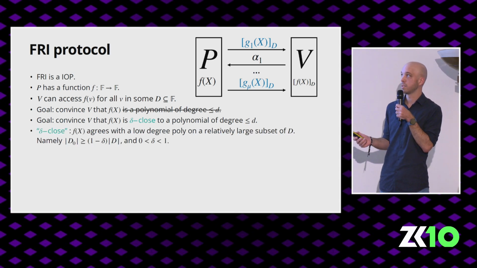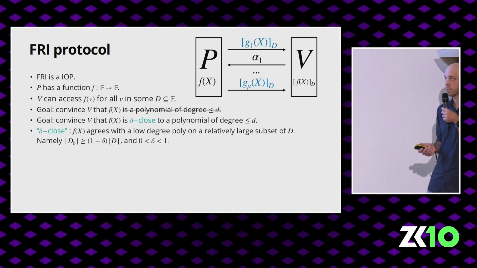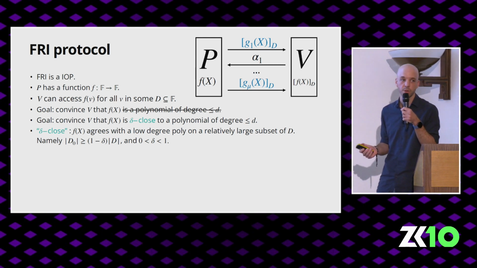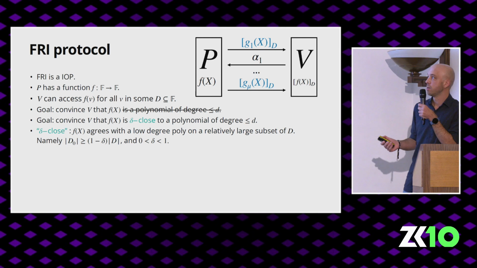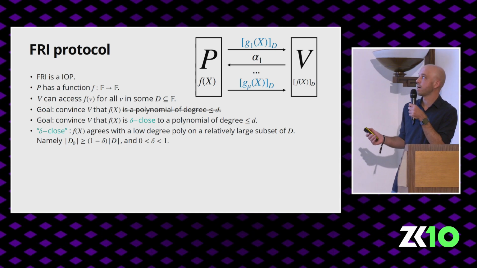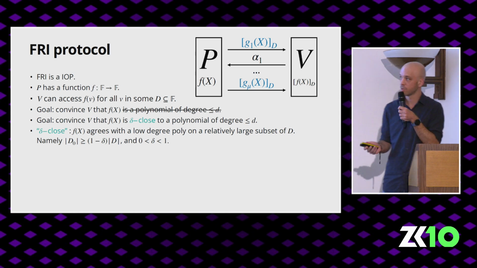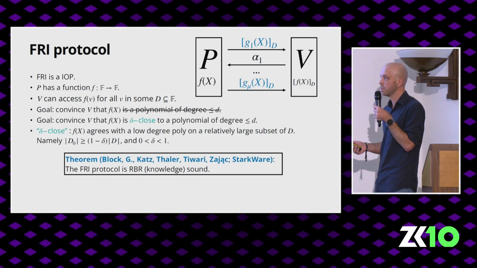It means it's captured by the definition of delta-closeness, which means that f(x) is delta-close to a polynomial if it agrees with it on a relatively large subset of this domain. And here you have the math behind it. It's not important for our purposes.